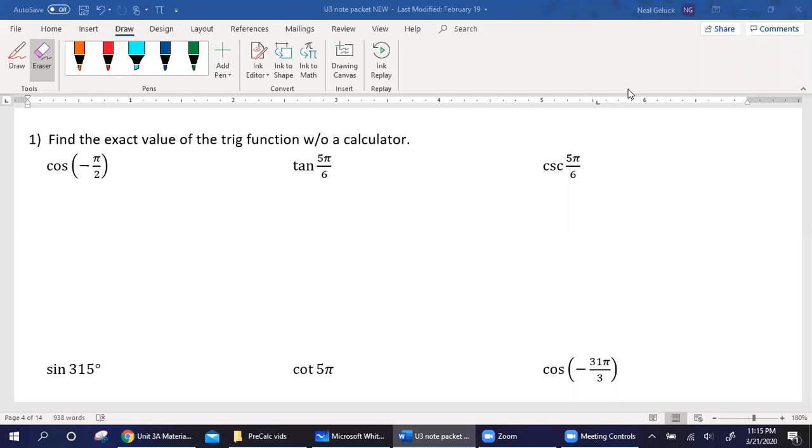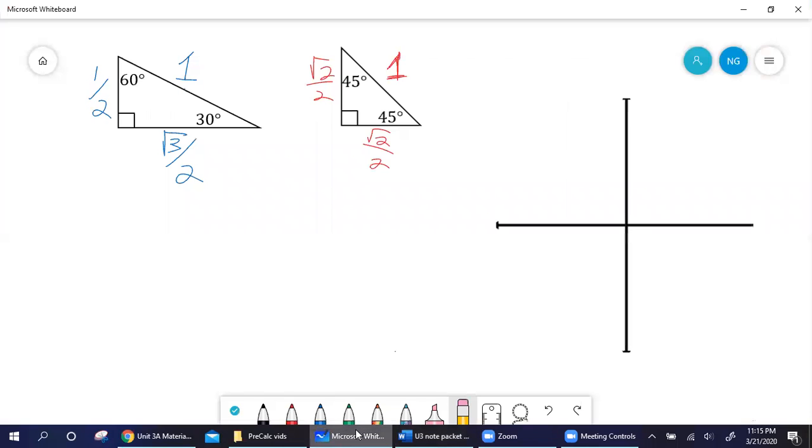Okay, pre-calculus, this is the second video for 4.4. We're going to be doing all these problems where we're finding the value of the trig function without a calculator. I'm going to be using the Microsoft Whiteboard. And again, I'm bringing back what we had talked about. We basically have two triangles. The 30, 60, 90 triangle. Short leg is a half, long leg is √3/2, hypotenuse 1. And the 45, 45, both legs are the same. They're both √2/2, hypotenuse is 1.